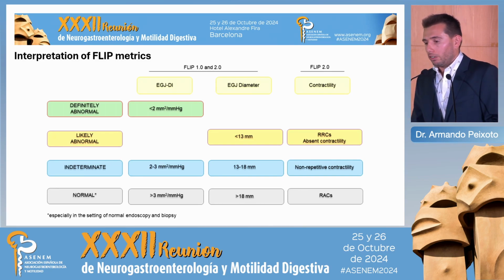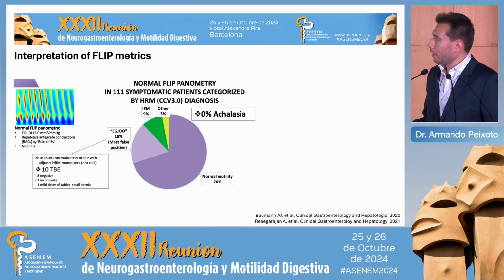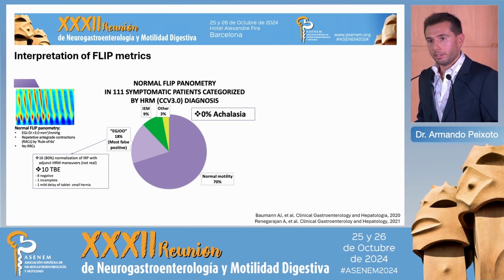And how does this compare to manometry? This is very important. These are symptomatic patients that were submitted to a FLIP panometry. Panometry is a term that we use when we add the contractile pattern to the AGJ opening dynamics. So this is the classification of the FLIP study. When we have symptomatic patients with a normal study on the ENDOFLIP, this is what we get on manometry. So no cases of achalasia are missed.